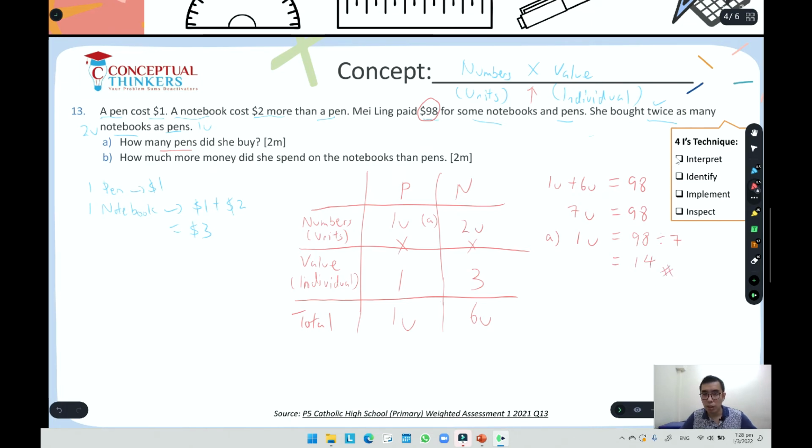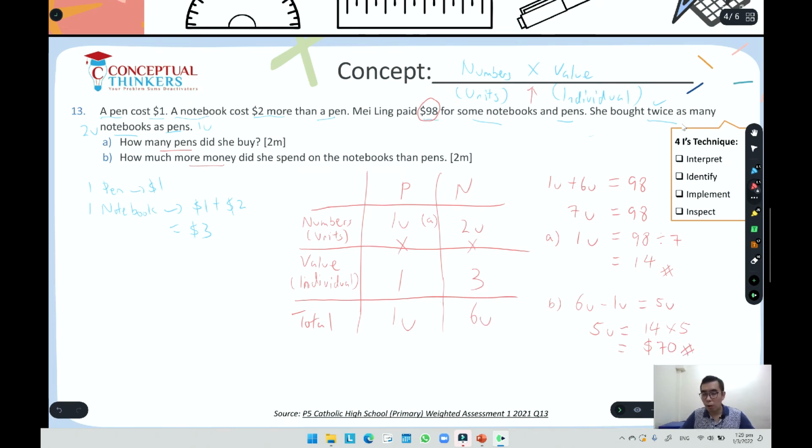Okay, so next, we need to look for how much more money did she spend on the notebooks than pen. So we can straight away find the difference between the total cost of the notebook and the total cost of the pen. So for part B, what I will do is I'll take 6U minus away 1U. That will give me 5U. And 5U will be equal to 14, because the value of 1 unit is 14, multiplied by 5. So this will give me $70. So that will be the answer for part B.